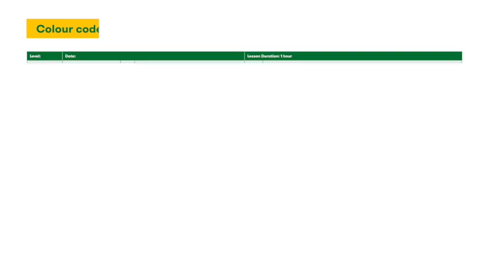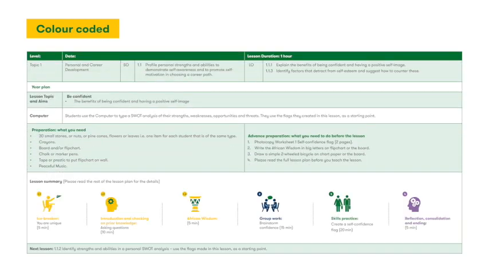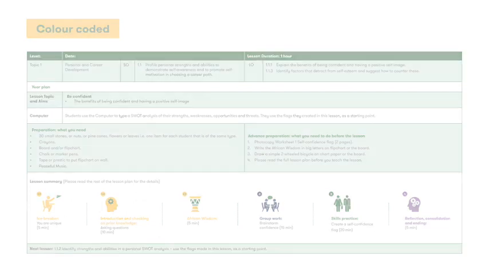For ease of reference, each lesson segment is color-coded. Yellow for introductory segments, green for group work, blue for skills practice, and pink for reflection and consolidation.